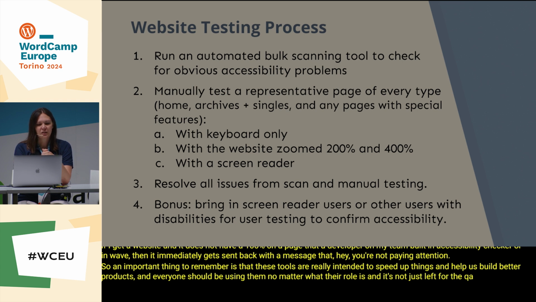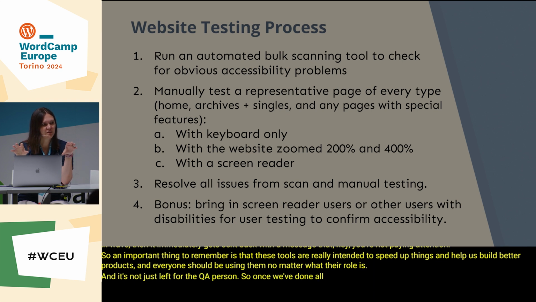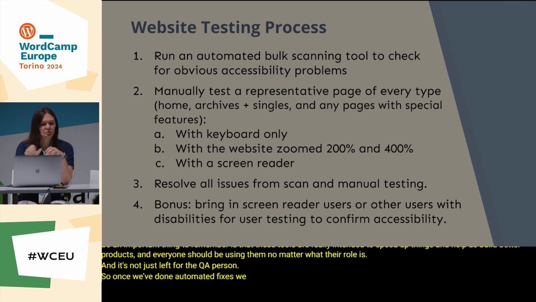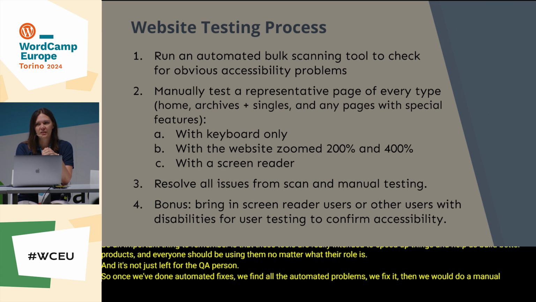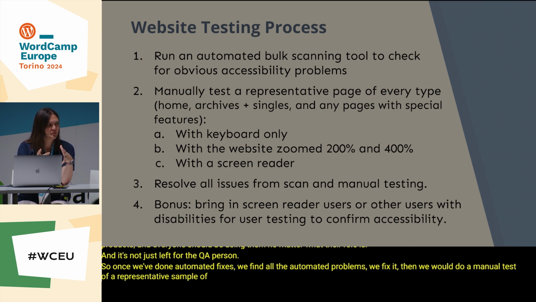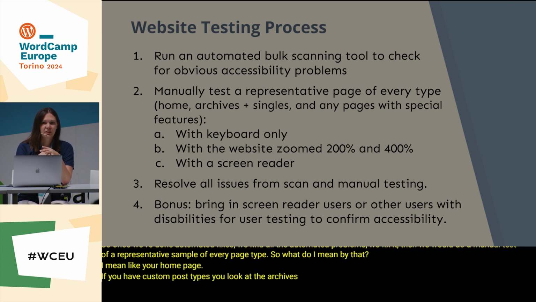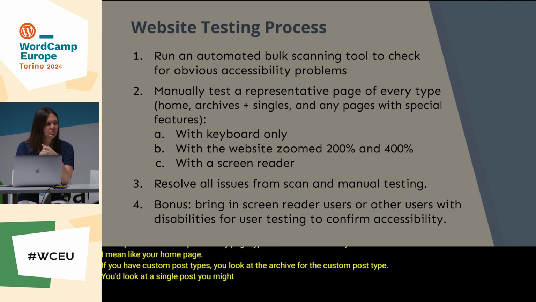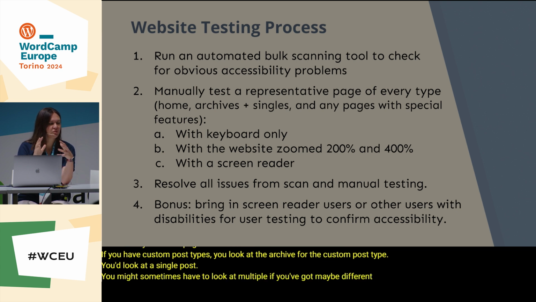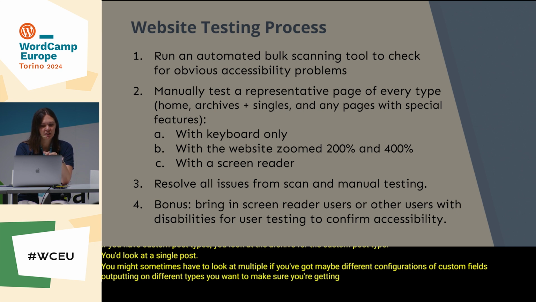So once we've done automated fixes, we find all the automated problems, we fix them, then we would do a manual test of a representative sample of every page type. So what do I mean by that? I mean like your home page. If you have custom post types, you'd look at the archive for the custom post type. You'd look at a single post. You might sometimes have to look at multiple if you've got maybe different configurations of custom fields outputting on different types. You want to make sure you're getting that representative sample. And then any pages with special features.